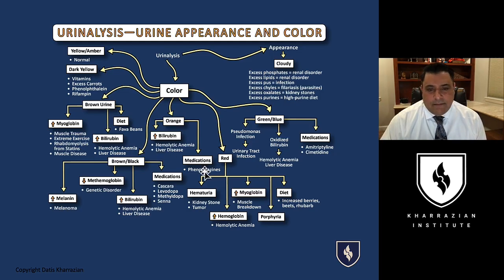Medications. And then if you have a red color, you can also have muscle breakdown. So red, brownish, you're looking at muscle breakdown or bilirubin.